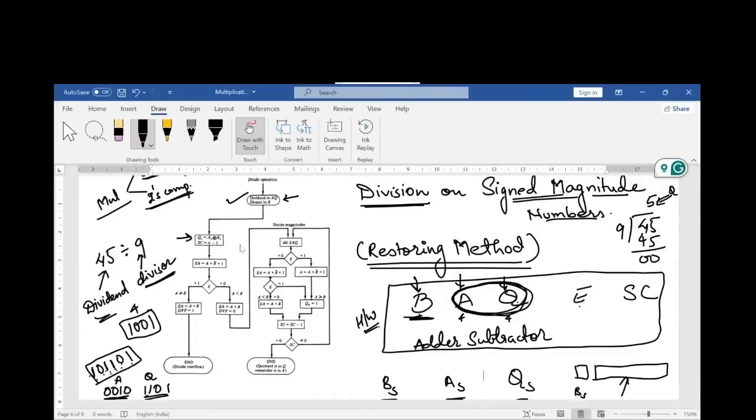So what is QS? QS is the sign of your final quotient, and A and B are this part and this part. So the XOR of these two would give you the sign of your quotient. So that is the first step.